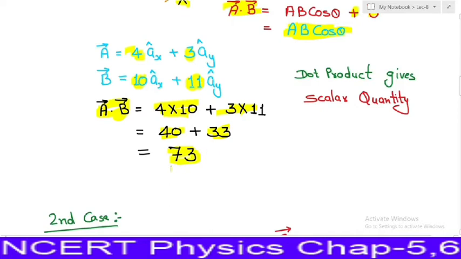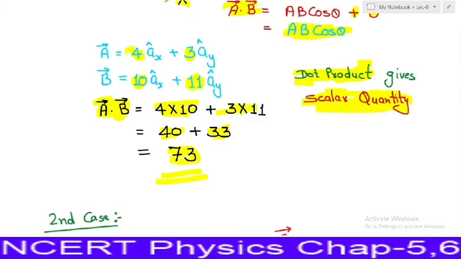Here we are observing one more thing. If we take A dot B, then answer is a scalar quantity. This is the characteristic of dot product. Means we can say dot product of two vectors is always a scalar quantity. So this was all about dot product of two vectors.